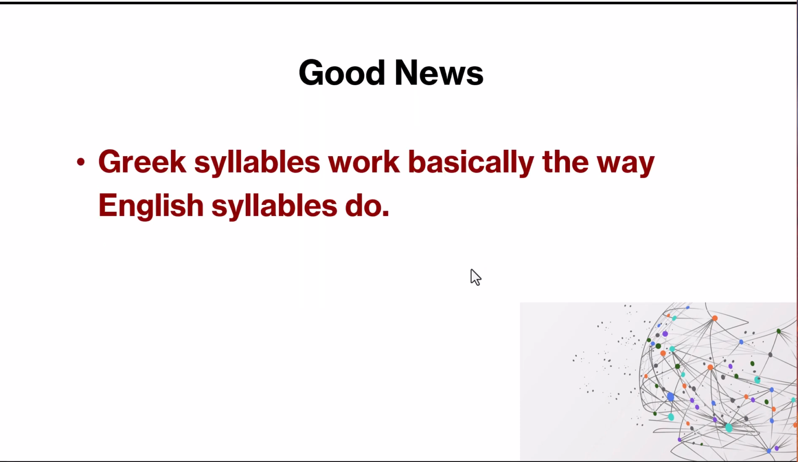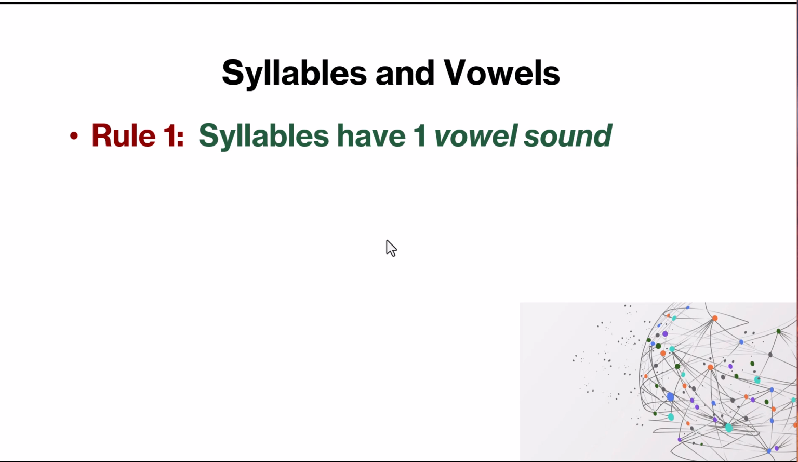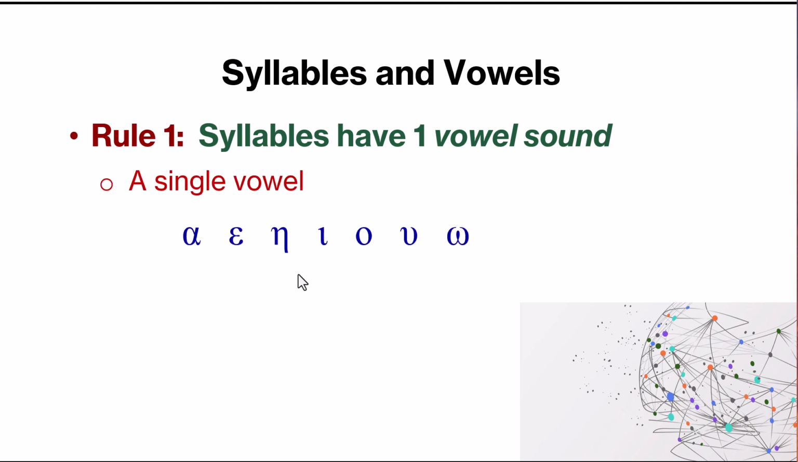The good news about Greek syllables is that they work basically the same way that English syllables do. So that's helpful. Let's look first at syllables and vowels. So rule 1 is that syllables have one vowel sound. That may be a single vowel, and the vowels in Greek are alpha, epsilon, eta, iota, omicron, upsilon, and omega.